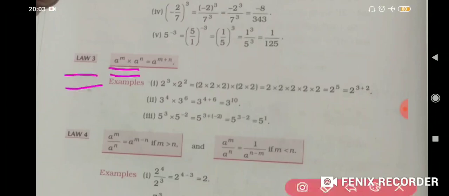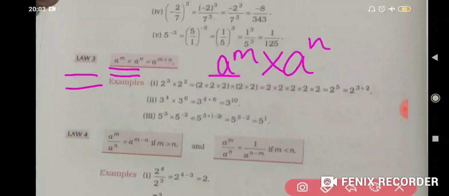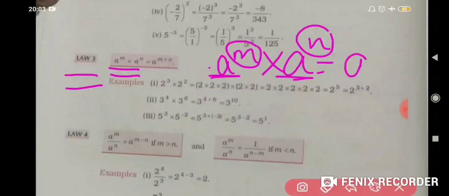In multiply, if the base is the same, for example, here it is given a to the power m and a to the power n. So what is the base? A. So both the bases are the same. Then these powers will add. So what will it become? A to the power m plus n.